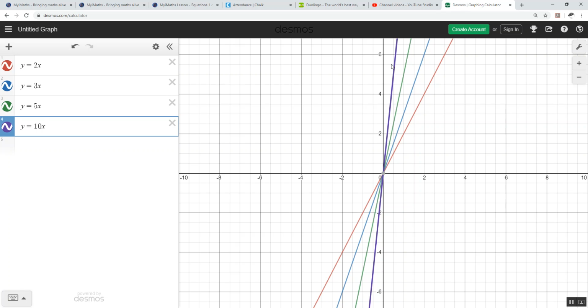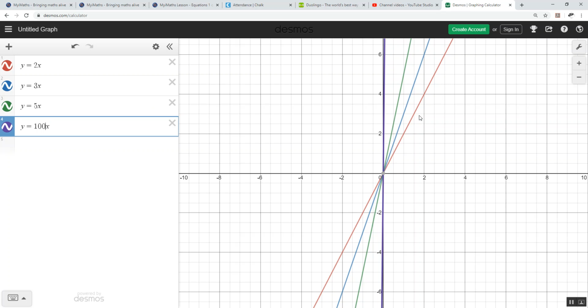What's the word I'm looking for? If this is a hill, and this is a hill, yeah, it's less steep. So the number in front of the x is to do with the steepness of the curve. And the bigger the number, the steeper the curve.